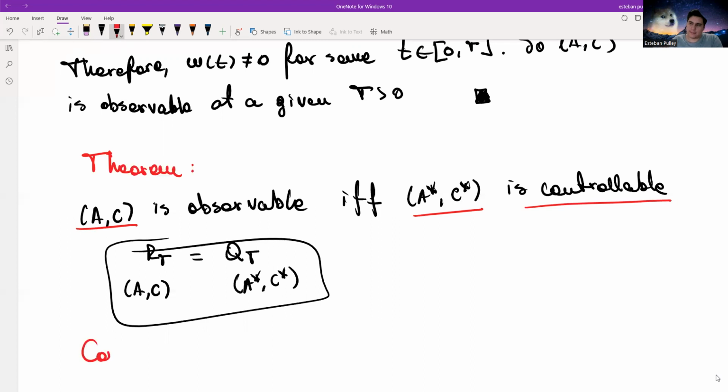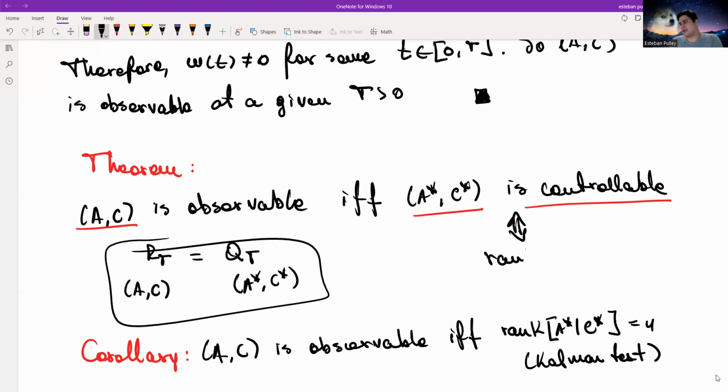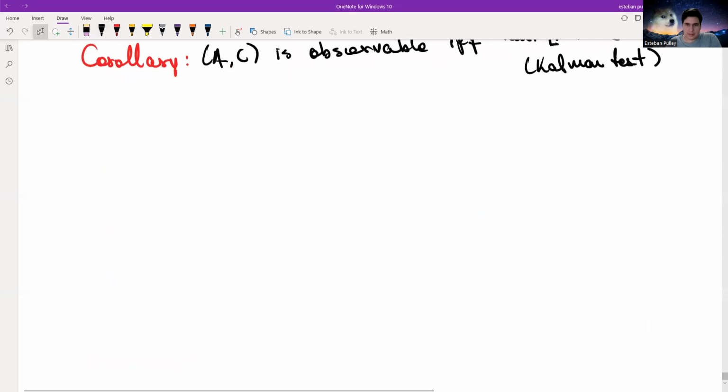And we have a corollary: a system (A, C) is observable if and only if the rank of this matrix is equal to n, which is the common test. This is simple because this system, by the Kalman rank condition, is controllable if and only if the rank of this matrix is equal to n. And that implies the corollary. So it's really simple.